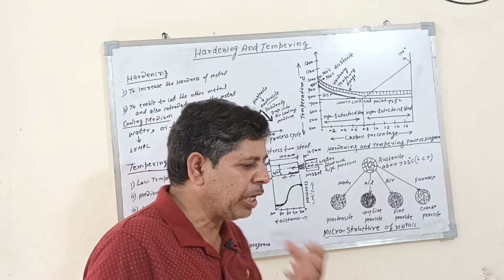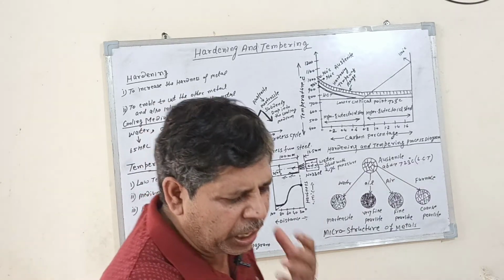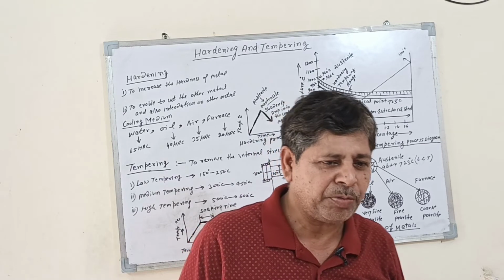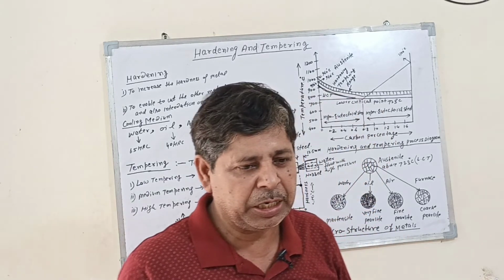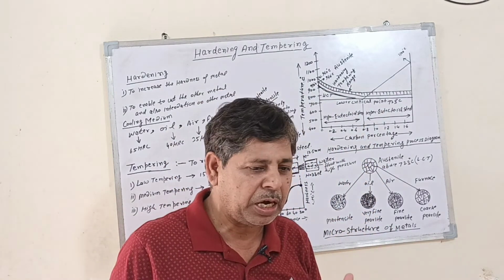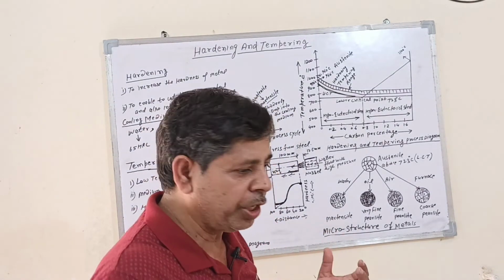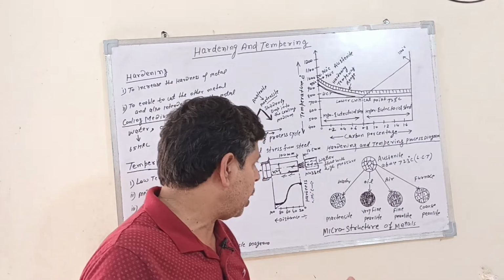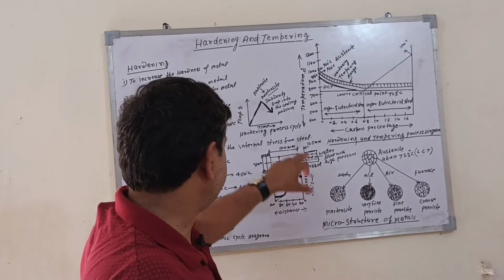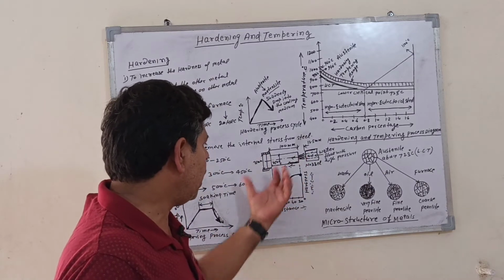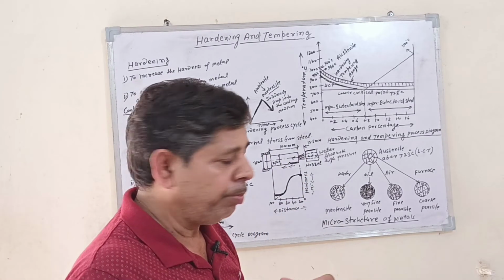So how do we check the hardness of the material? The hardness of a material is checked by different methods. Number one is Brinell hardness. Number two, Rockwell hardness. Number three, Vickers hardness. Number four is micro hardness. This is the hardenability. Hardenability is also measured by this.